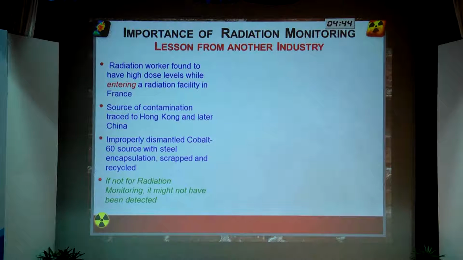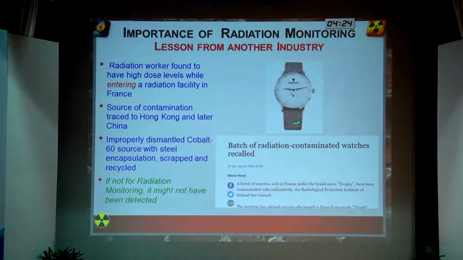Just terrible. So we know that the cobalt-60 source is encapsulated using steel. And this steel, along with the cobalt source, had been melted for scrap and recycled. We say recycling is good, but it has to be done in the right way. And this ended up in watches. It's actually a watch called Trophy. This was many years back, so you don't have to worry. It came as a news article in 2000.